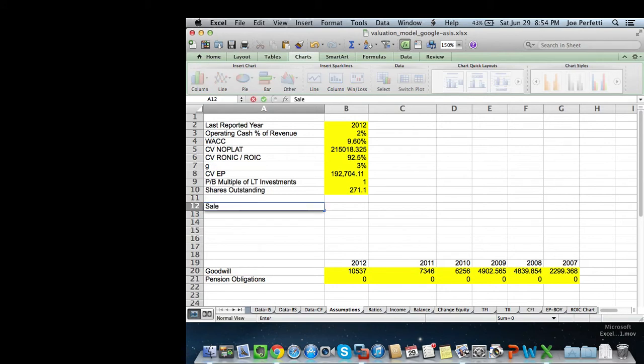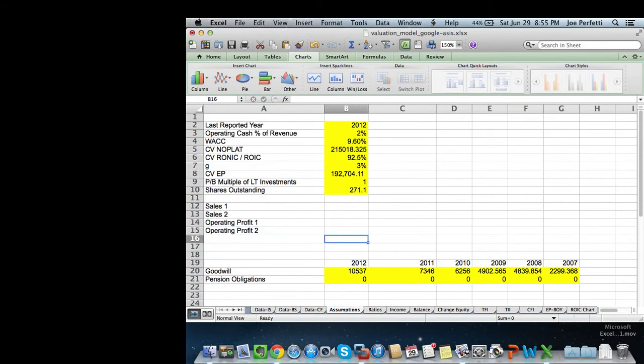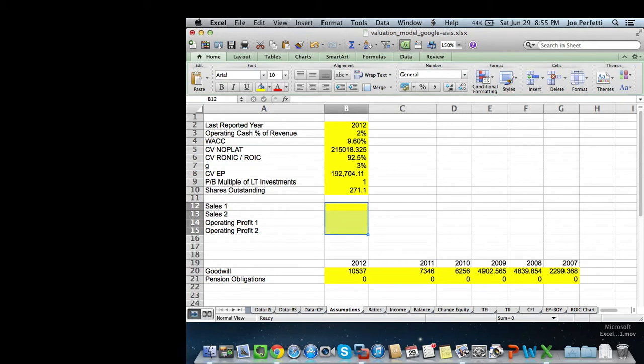We're going to add in an assumption for sales one, which is the first forward year. That's the convention. Sales two, which is the second forward year. We're going to do the same thing for operating profit 1 and operating profit 2. So these are going to be the first two forward years, year 1 forward, year 2 forward, for sales or revenue and for operating profit, aka EBIT, or operating income of the firm.